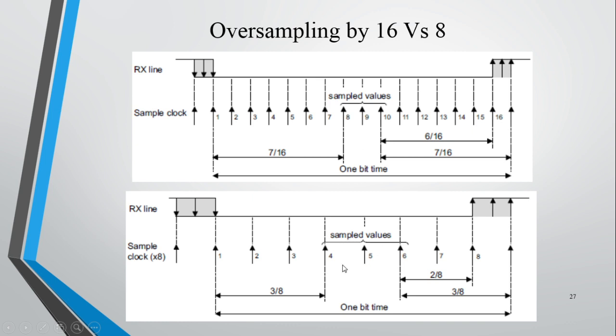Generally we will be using the 3 sample method, where 3 samples are taken, and if all the 3 samples are the same, it is taken as valid data. So when you are performing oversampling by 16, each bit is divided into 16 samples. That is why we have seen that it is peripheral clock by 16. But in oversampling by 8, each bit will be divided by 8, so it is peripheral clock frequency by 8.